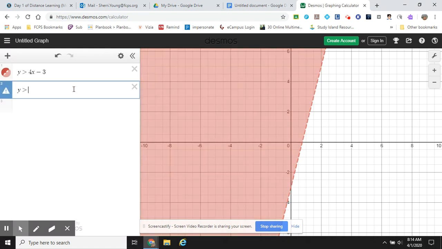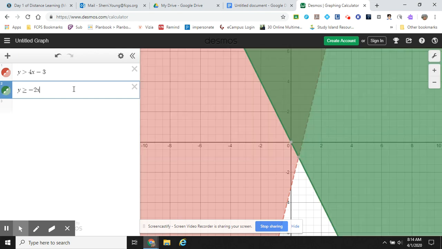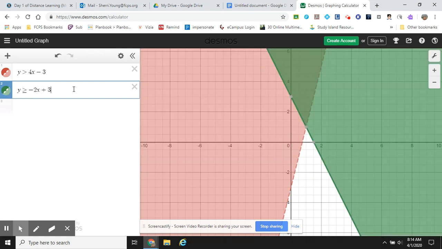Y is greater than or equal to. And if you just hit greater than or equal to on your keyboard, it automatically puts that there for you. Negative 2x plus 3. And if you look there, you see I have this pink area here, this green area here, and where you see the double shading, that's actually my solution.